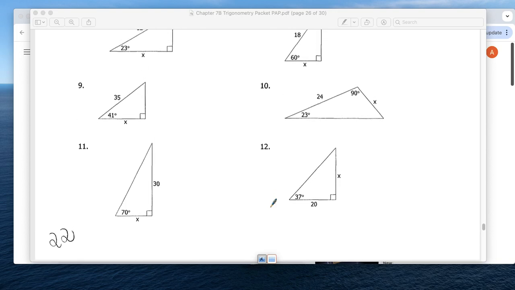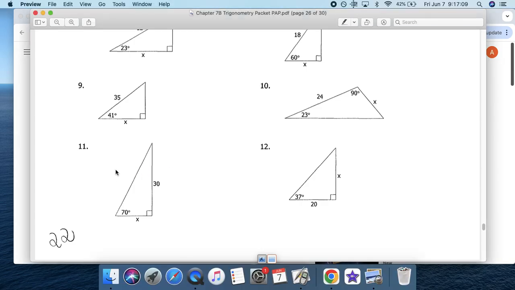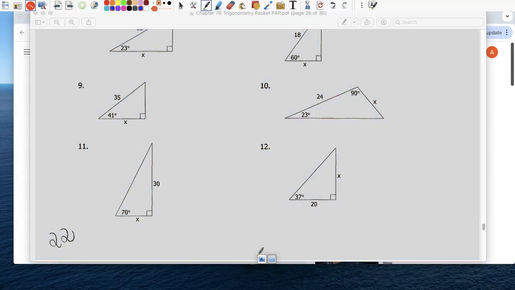Let's pick up, well, we haven't done any tangents. So here, let's do this one. This is the hypotenuse, this is the opposite side, and this is the adjacent side, right? So we have tan of 70, right? Remember, tangent is opposite, which is 30, over adjacent, which is x, right?